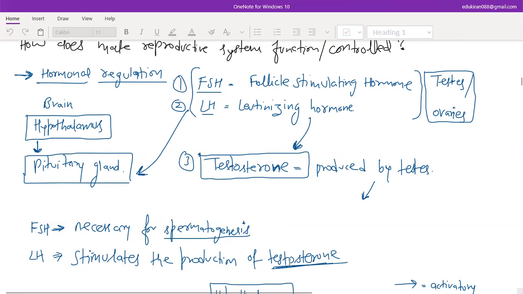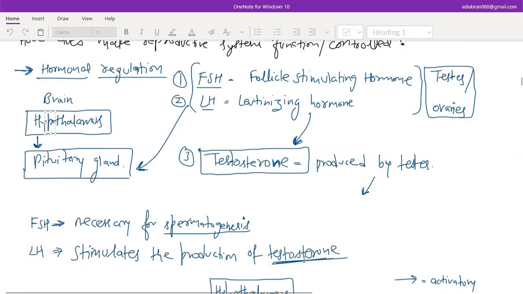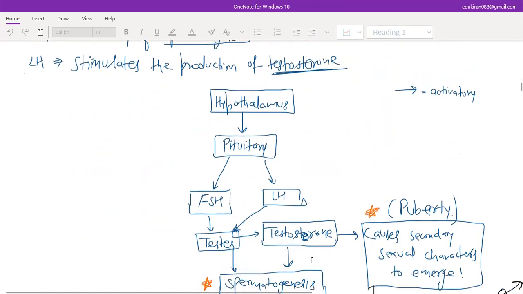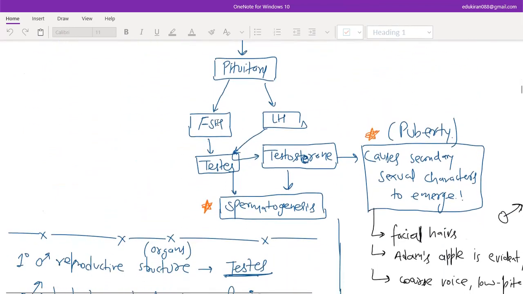After testosterone is produced, FSH and LH act on the testes. FSH goes on testes and starts spermatogenesis. LH goes on testes and starts the secretion of testosterone. Testosterone is another hormone, but it is a testicular hormone. It is a male sexual hormone.